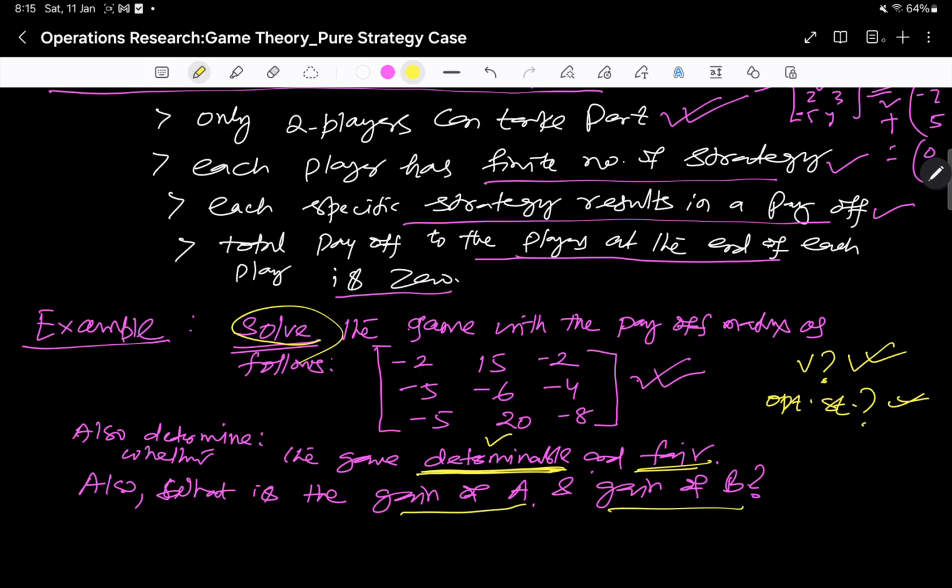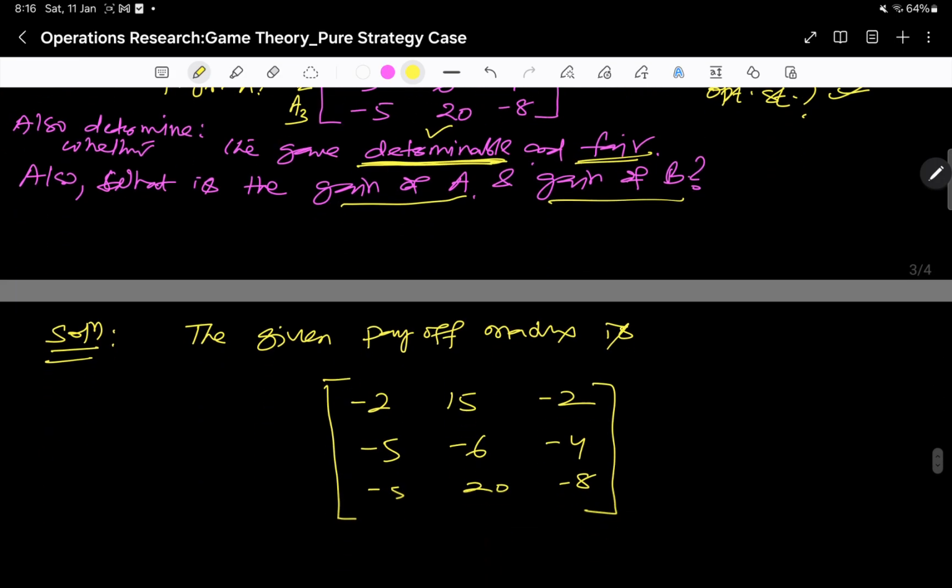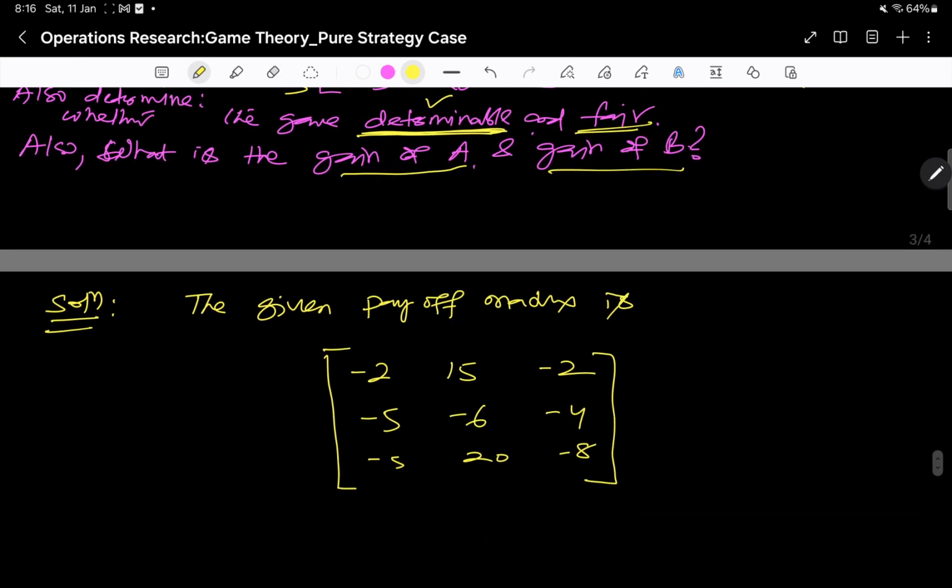So let me solve it. In the solution of the problem, these are for player A and these are for my player B. Player A has strategies A1, A2, A3. Now this is the payoff matrix. Now I have to find the row minima from A's point of view. The row minimum in this row is minus 2. As I have told you, I should mark it with a star.